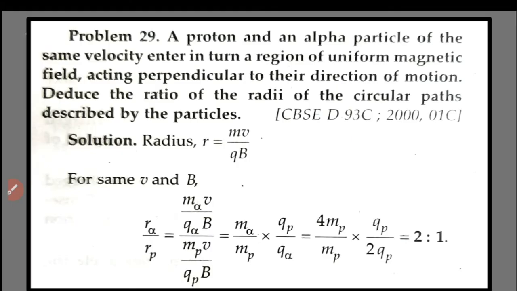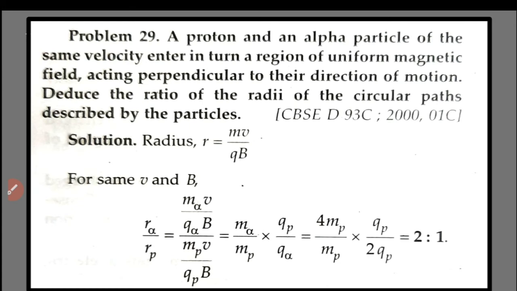A proton and an alpha particle of the same velocity enter in turn a region of uniform magnetic field acting perpendicular to their direction of motion. Deduce the ratio of the radii of the circular paths described by the particles. So here we have the radius given by mv by qB. You have the two particles, proton and alpha particle. For both, you have to write the expression for R and just divide the two expressions.